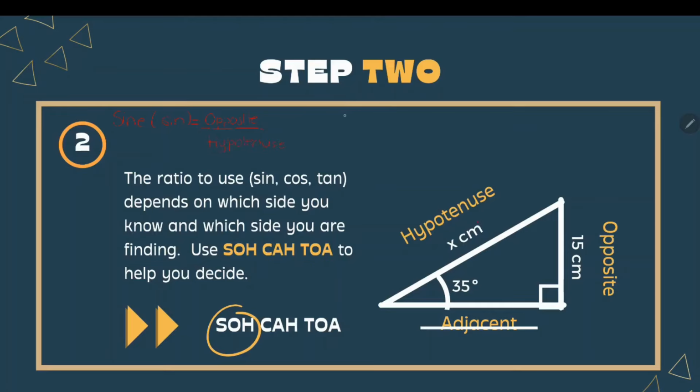And then your second formula is cos, or cosine, which is adjacent over hypotenuse. And then you have the third and final one, which is tangent, also known as tan, which is opposite over adjacent.